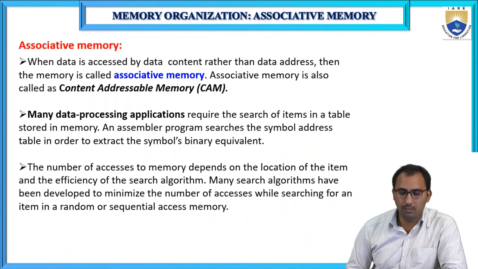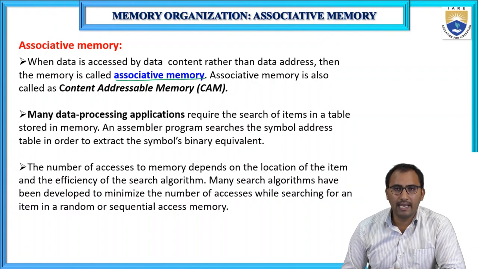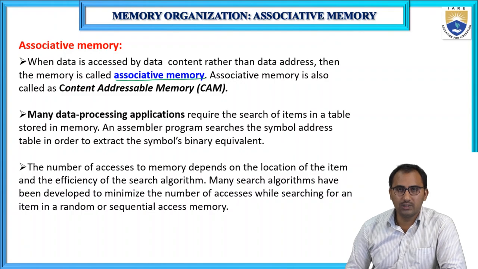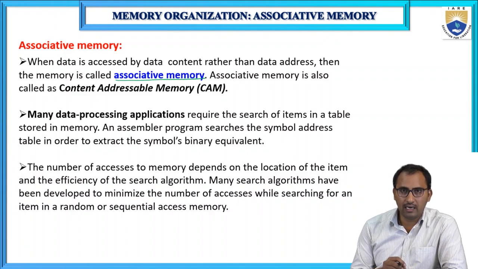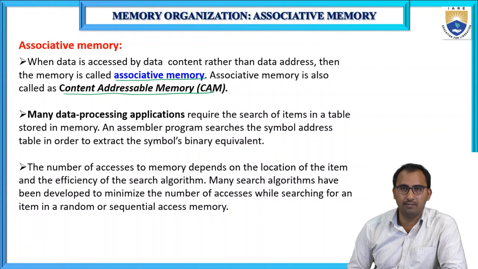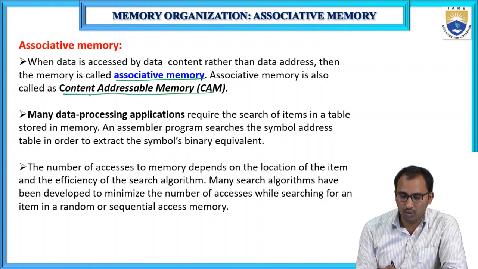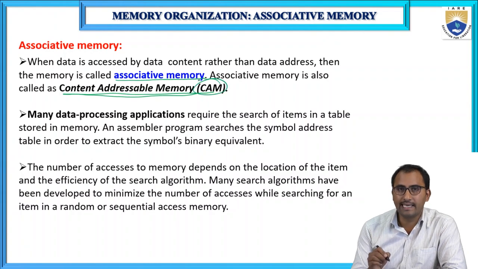And coming to the associative memory, when the data is accessed by the data content rather than the data address, then the memory is called associative memory. Usually the CPU can access or execute the program using its address. But here the data is accessed by the data content other than the address. Associative memory is also called content addressable memory, because here we are searching the data using the content instead of the address. Shortly we can call it CAM.